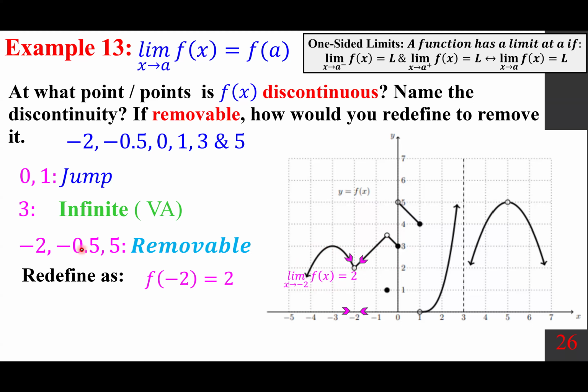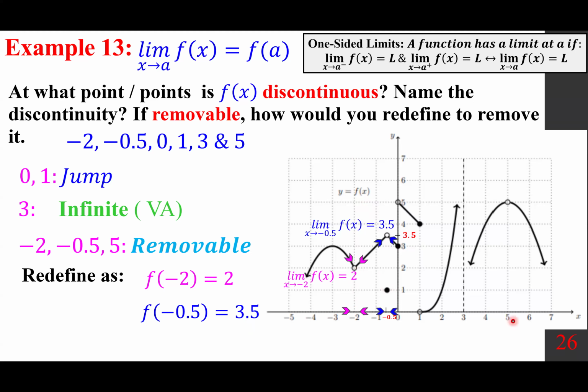The next one is -0.5 here. Again, notice from the left and right, we are moving towards the same hole. And the limit of f of x as x approaches -0.5 is the y coordinate of this point, which seems to be 3.5. And f of -0.5, by the way, is given as 1. So we redefine it such that f of -0.5 is 3.5. Again, this one doesn't have a functional value because there's no solid point. This one does, but it doesn't do us any good. It makes it still discontinuous.